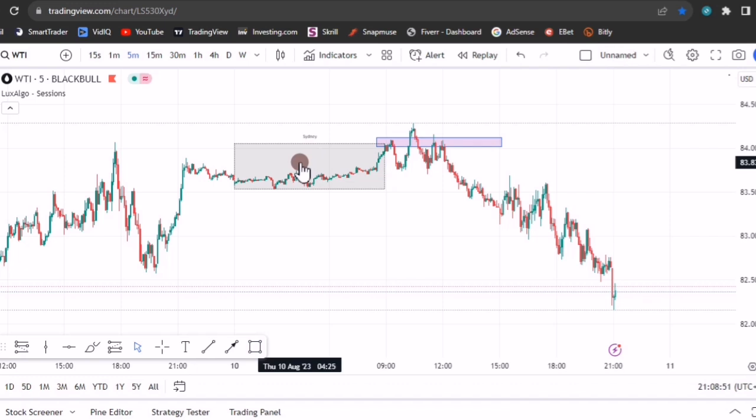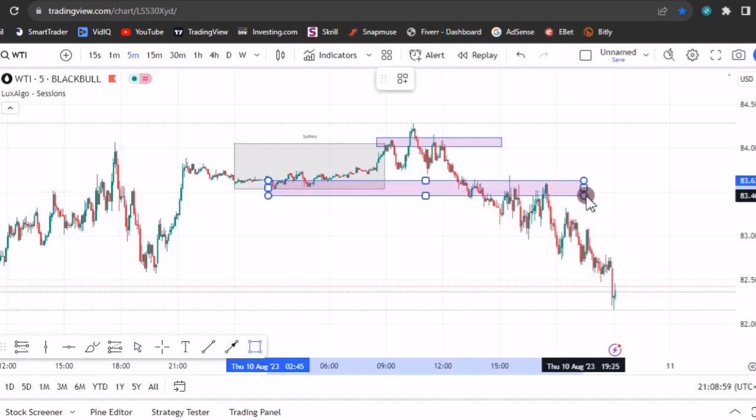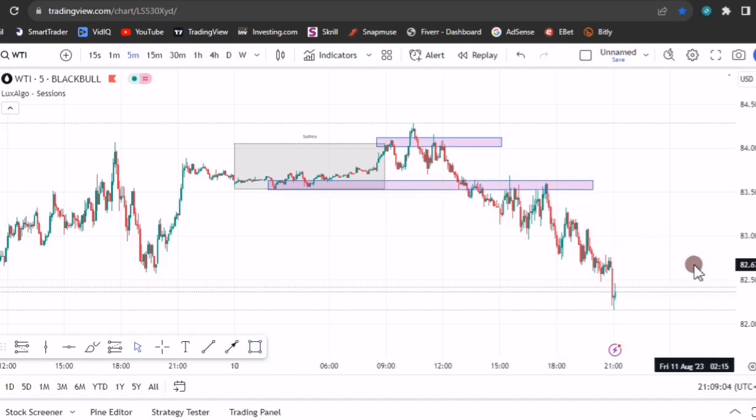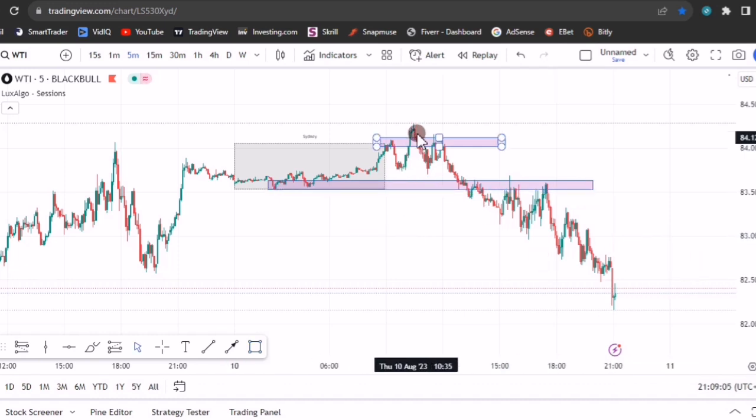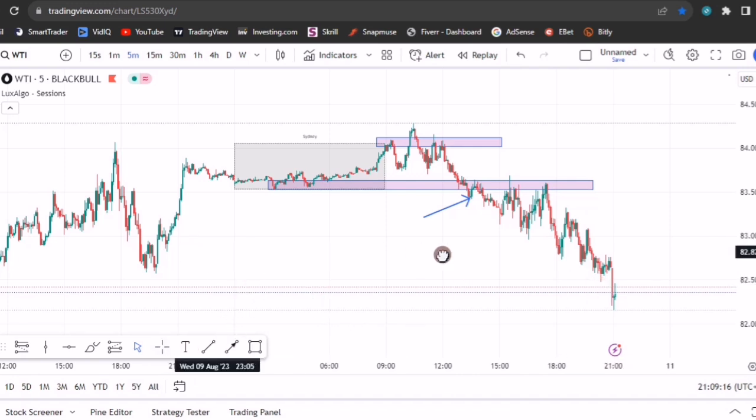I'm looking at crude oil, WTI. The highest point and the lowest point of the Sydney session set very important key levels on this chart, such that if price closes above, it is very likely to go a very long way, or if it closes below, it is very likely that it drops for a very long way on this oil.